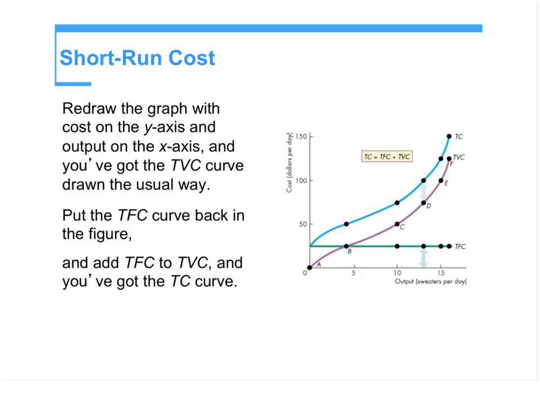But the total fixed cost curve is back in the figure, so you see you have total fixed cost, total variable cost, and total cost. Cost is on the y-axis, and output is on the x-axis. So that's how it works.